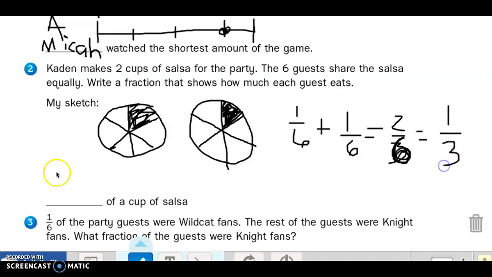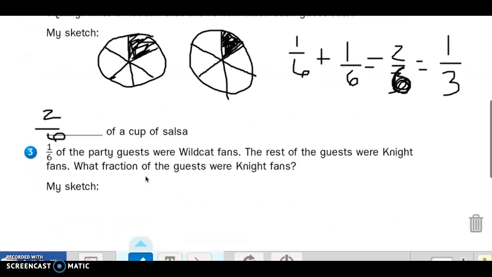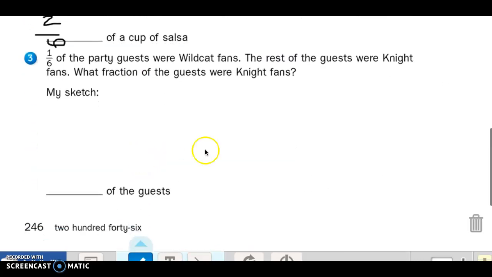1/3. If you check on your number line, they are equivalent to each other. So they will get 2/6 of a cup of salsa. The next one says 1/6 of the party guests were Wildcat fans. The rest of the guests were Knight fans. What fraction of the guests were Knight fans?